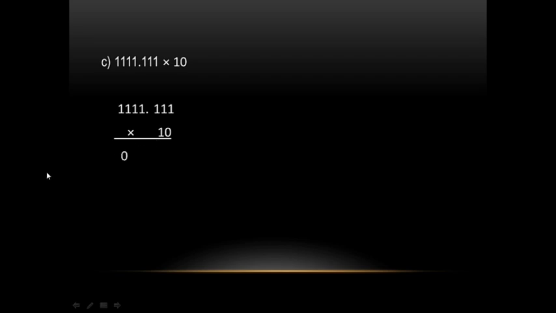So here we got 0 into 1 will be 0, 0 into 1 will be 0, then again 0 into 1 will be 0, 0 into 1 is 0, and 0 into 1 is 0. We got 0. Then we will multiply with 1.